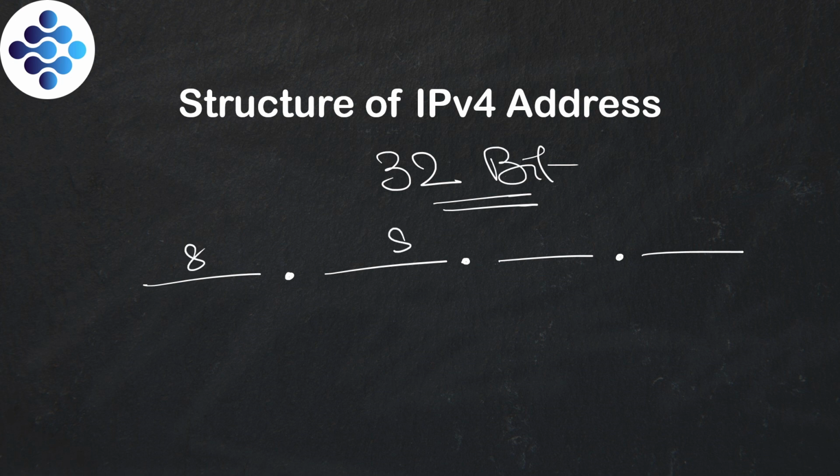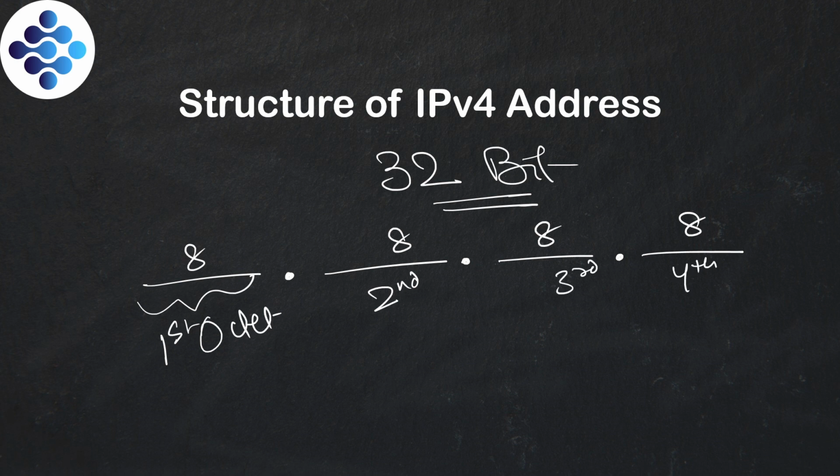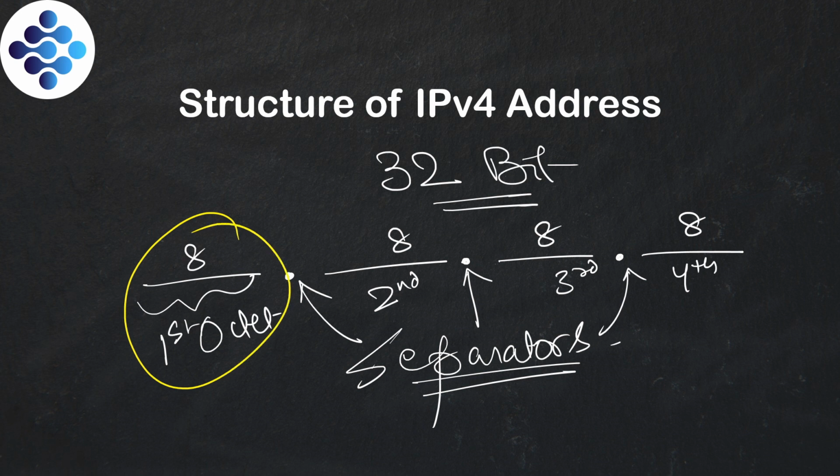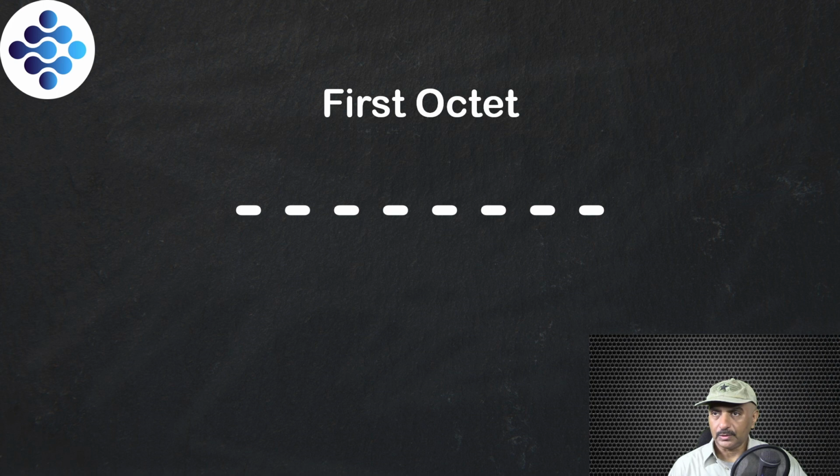So 8 bits here, 8 bits here, 8 bits here and 8 bits here. So we'll call this the first octet, and similarly this would be the second octet, third octet and fourth octet, and these dots are called separators. It is the first octet which is of utmost importance. So let's focus at this point of time only on the first octet. So here is the first octet.